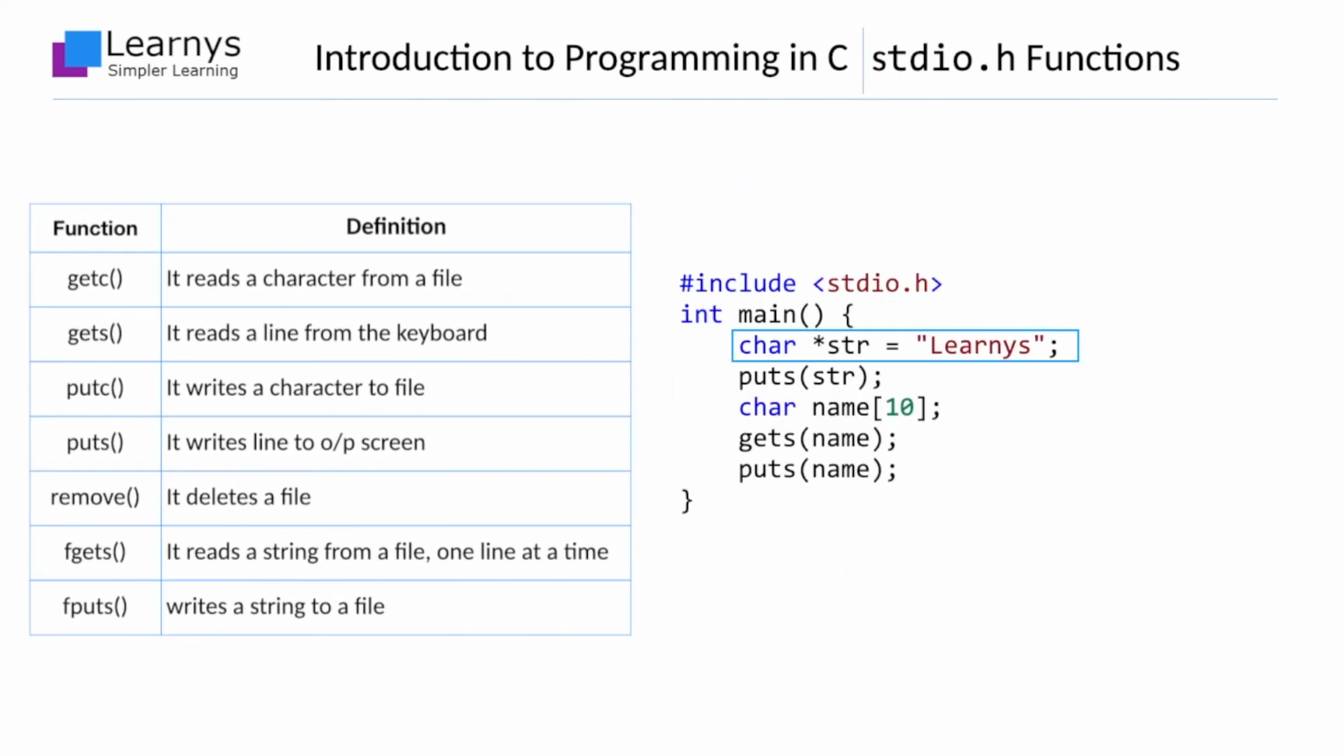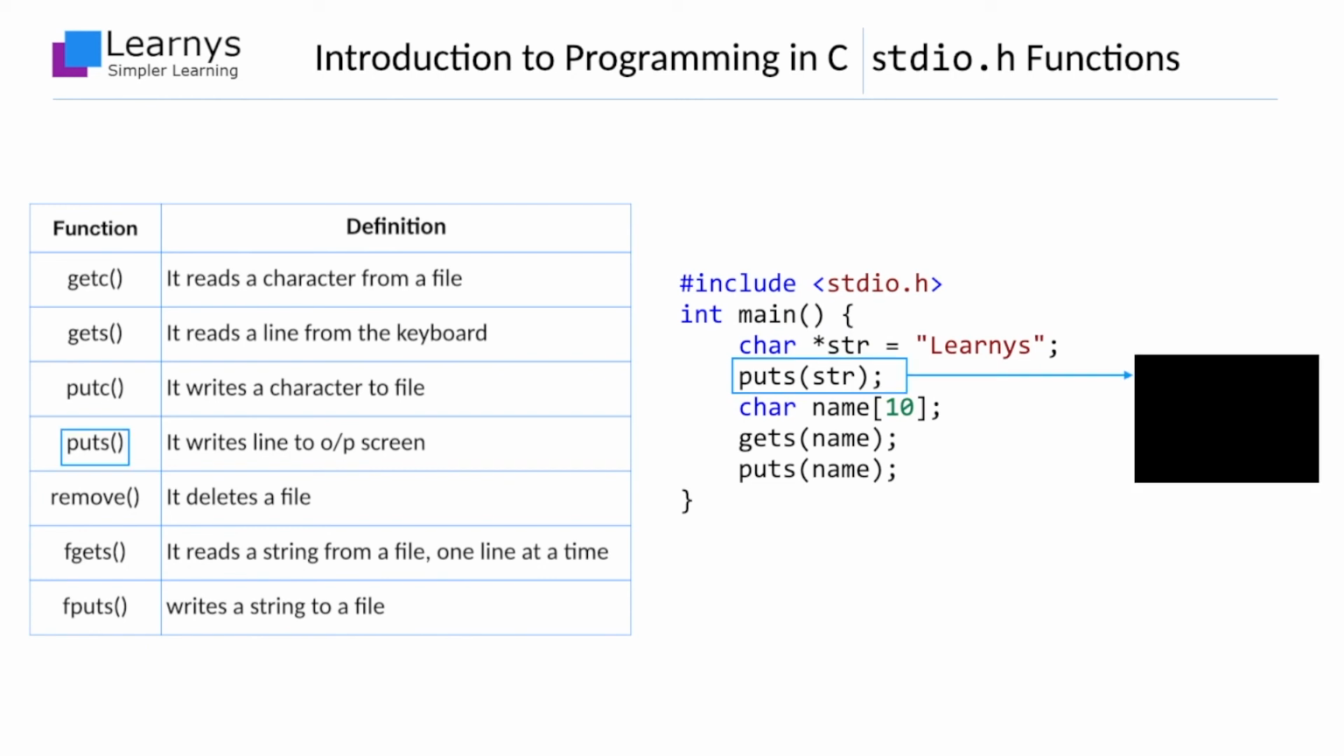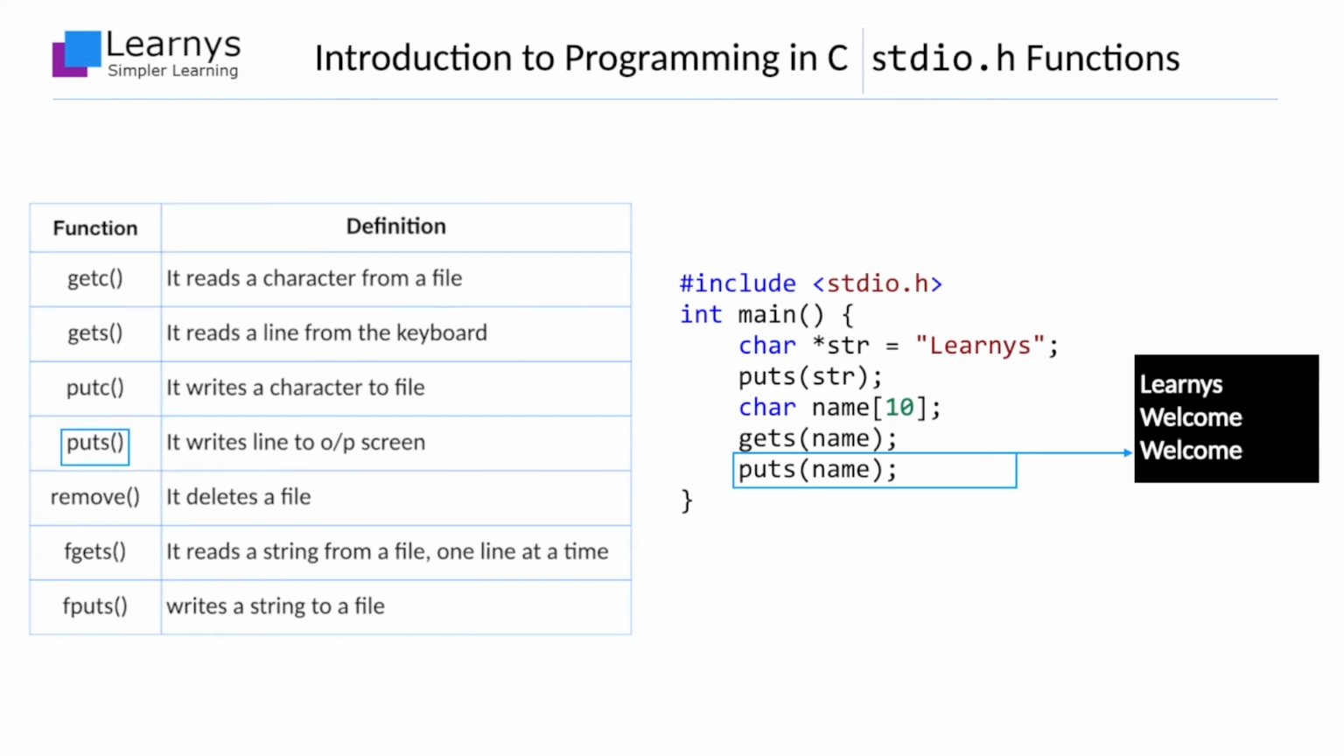This program puts two of these functions into action. The first creates a string with learners as its content. The next prints the string by making use of the puts function. The fifth line creates an array of characters named name. Input is sought from the user and read into the name by making use of the gets function. The last line prints the contents of the name by making use of puts function.